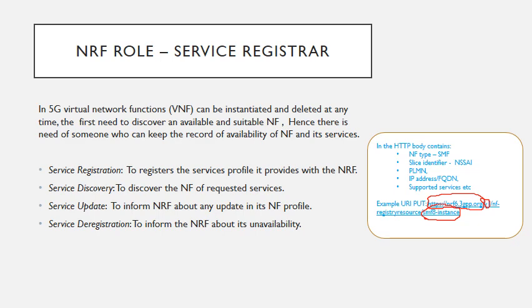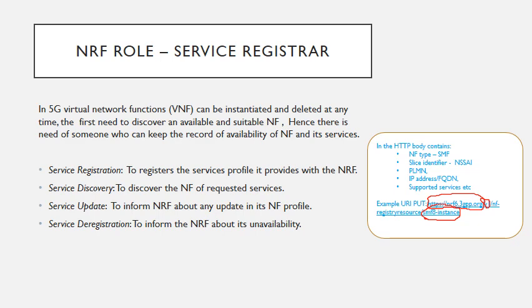Similarly, there is a second procedure, that is service discovery. Service discovery is basically done by the service consumers. Let's say AMF. AMF will do the service discovery procedure with the NRF to find the address of SMF. So service consumers will do the service discovery procedure to find the service producer. Sorry, I'm sorry. Service consumers will do the service discovery procedure to find the relevant service producer.